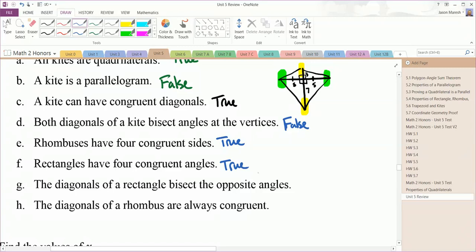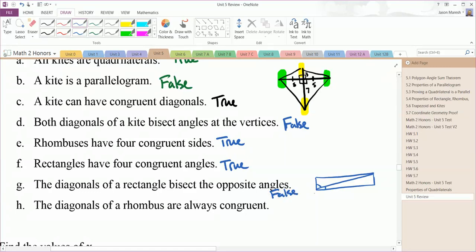The diagonals of a rectangle bisect the opposite angles. And that's false if you kind of extend, so make that your rectangle. You can see that, okay, yeah, that angle is not being bisected. It happens when you have a square, but not in every case, so that's false.